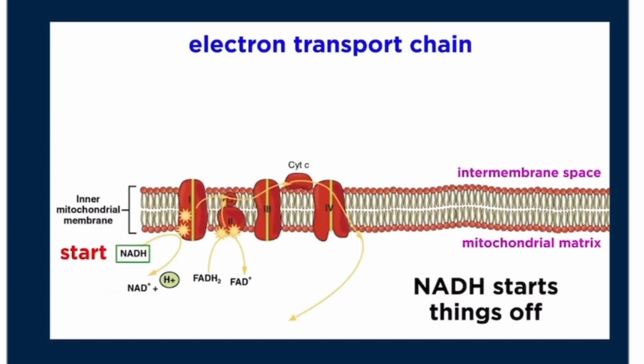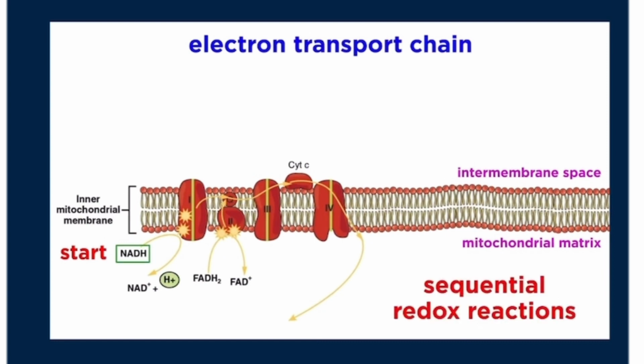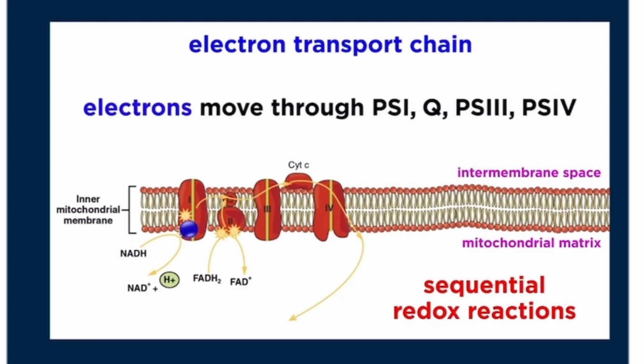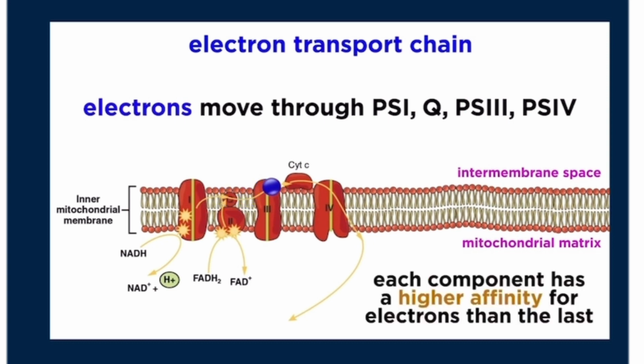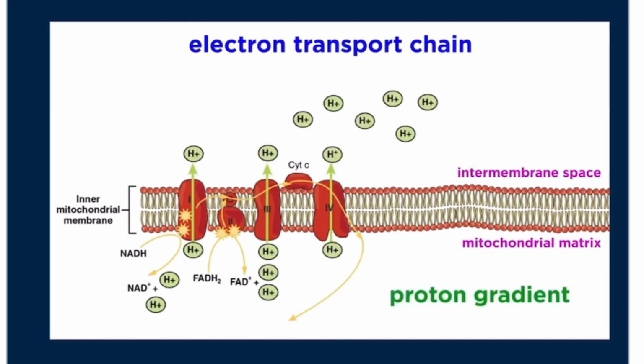Once NADH feeds electrons into the first component of complex 1, these proteins facilitate a series of redox reactions, shuttling the electrons downhill from one component to another, with each structure down the chain having a higher affinity for electrons than the last. This process does not generate ATP directly, but a byproduct of this series of electron transfers is the generation of a proton gradient across the membrane.